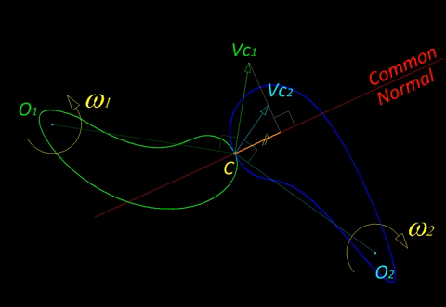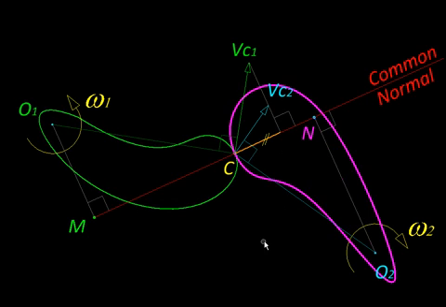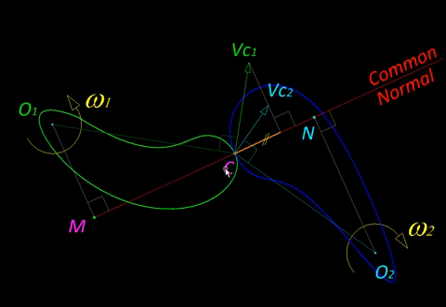Now let us consider two more points. By dropping perpendiculars from the centers on the common normal, these two points we have named as M and N. Now we know that two points in a rigid body must have identical velocity components along the line that joins them. Otherwise the two points would come closer or fly apart, which cannot happen in a rigid body. So if M is a part of this green body and N is a part of this blue body, then M and C would have identical velocity components along this line, which is the common normal. Similarly, N and C would have identical velocity components along that line.